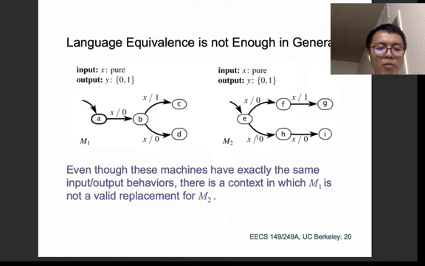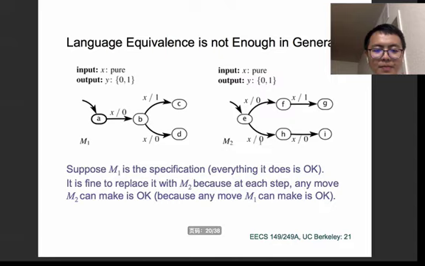So does M1 replace the M2? Suppose M1 is a specification, so everything is working fine. It also is fine to replace it with M2 because at each step, any move M2 can make is okay, because any move M1 can make is okay.